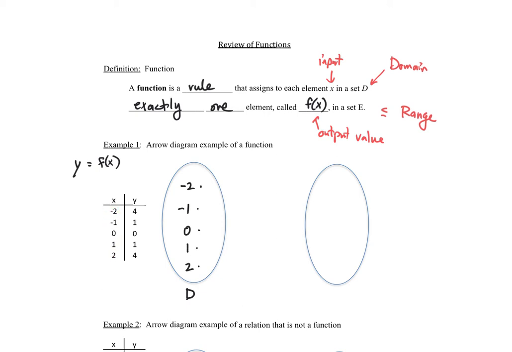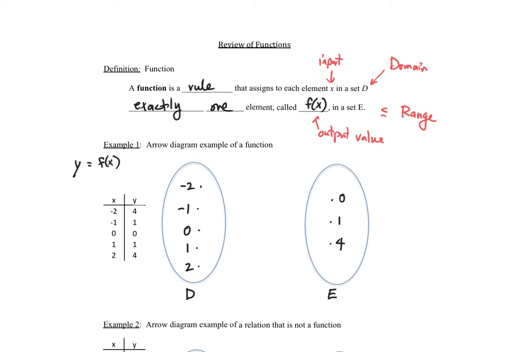Our output values are going to live inside a set E. So let's put an E for that second little oval there. We're going to label the output values, but we're not going to duplicate them. We're just going to write each y value once. We're going to have 0, we're going to have 1, and we're going to have 4. And to indicate the rule, we use arrows.